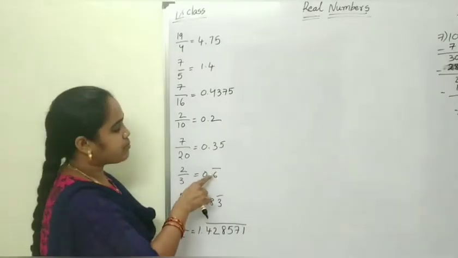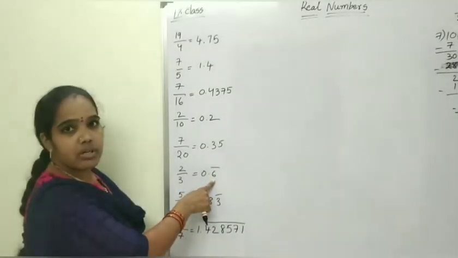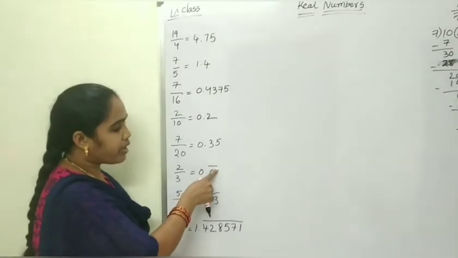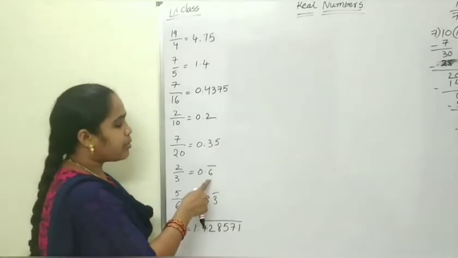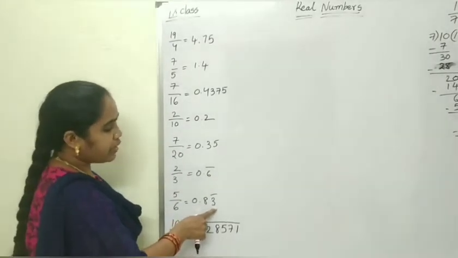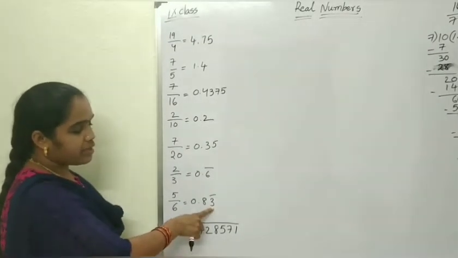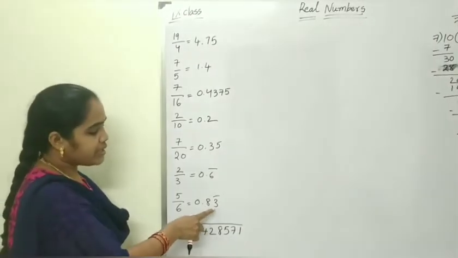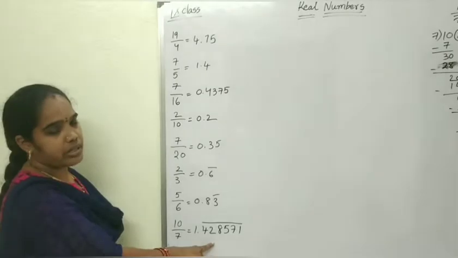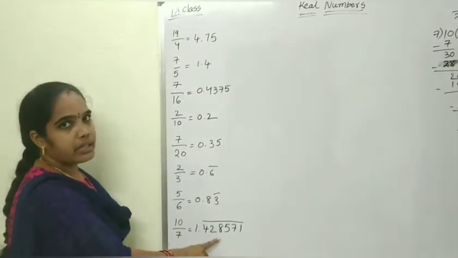This is a non-terminating recurring decimal. Why are we using the word recurring? Because 6 is repeating. We kept a bar. What is the meaning of the bar? That number is repeating. So now here 0.83 bar. So here 3 is repeating. So this is also a recurring decimal. And here, is it a recurring decimal or not? Yes, this is also a recurring decimal.